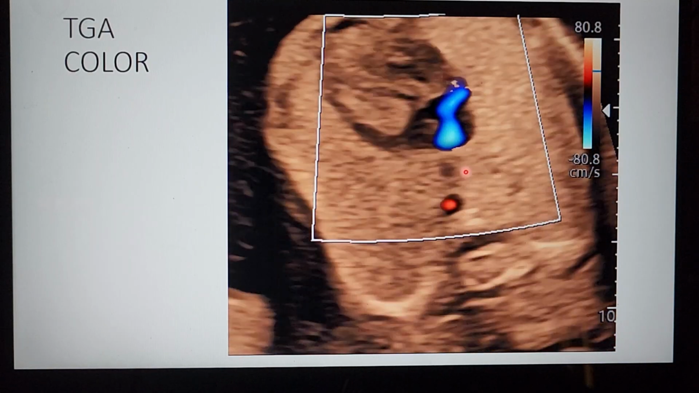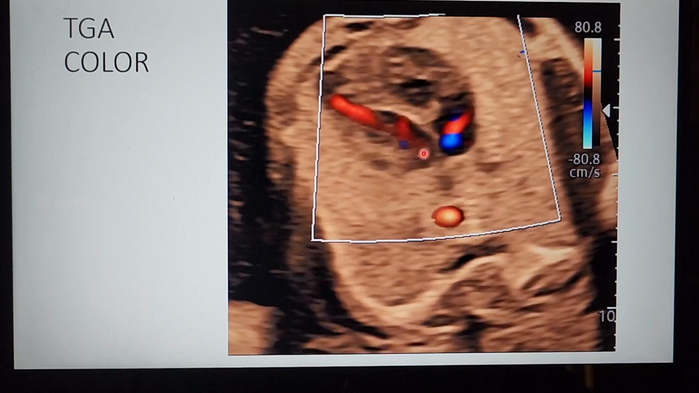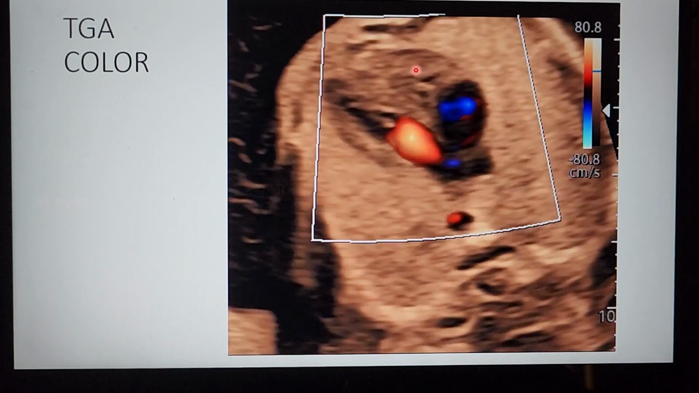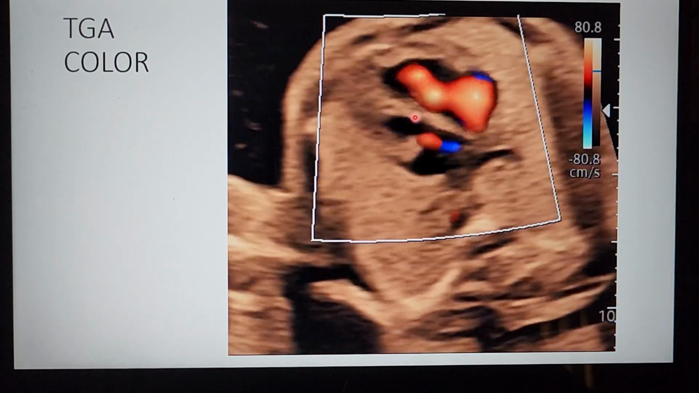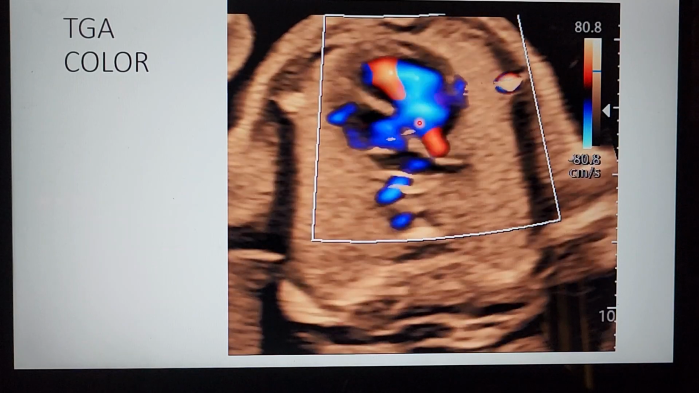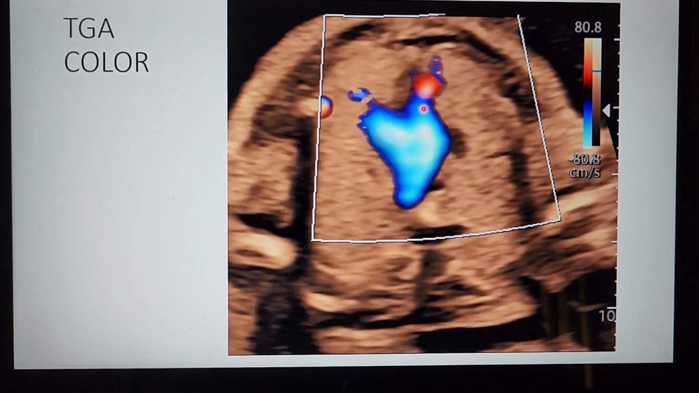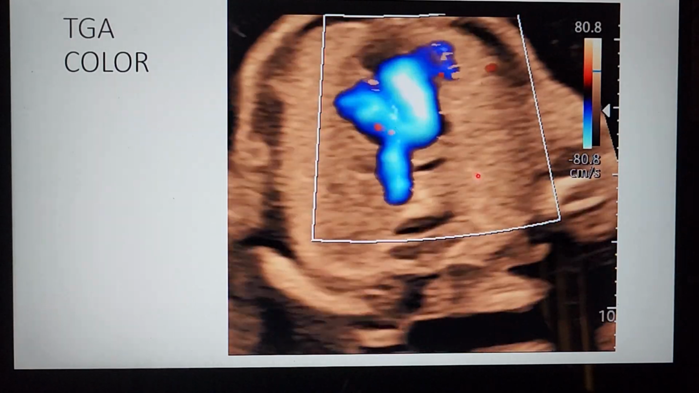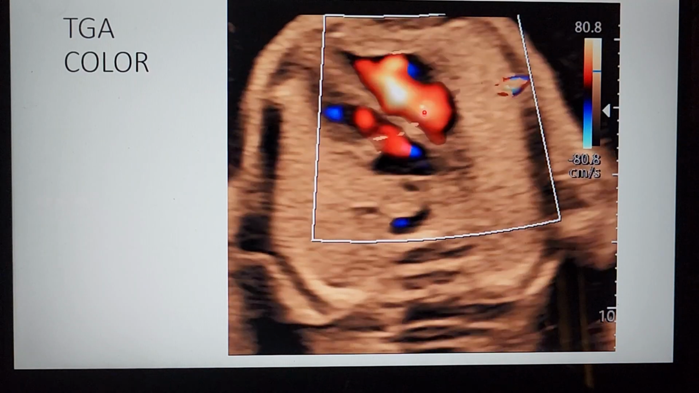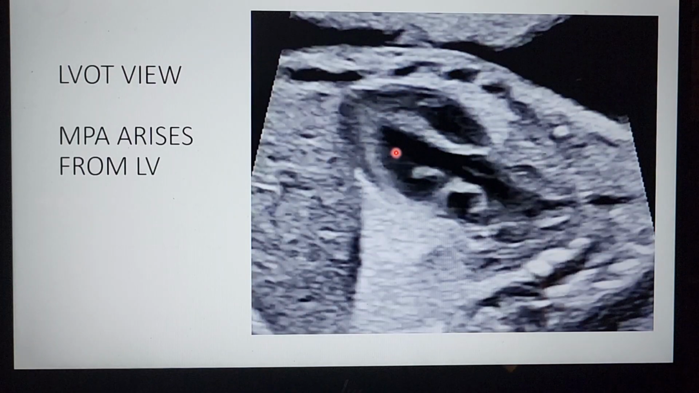So that is IVC, aorta, RA, LA, RV, LV, and from LV, instead of the aorta going to the right, the PA comes out and stays on the left, and then you can see that will branch here. That's the branch pulmonary artery coming out, and these are the parallel vessels. So both the vessels are parallel without crisscross.